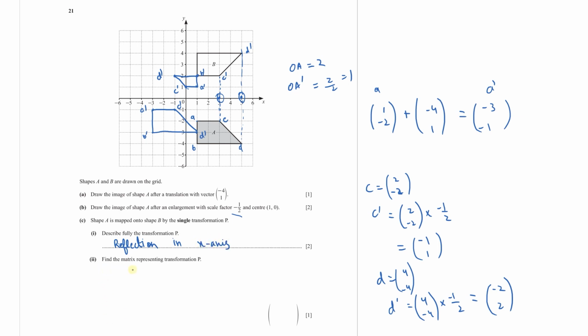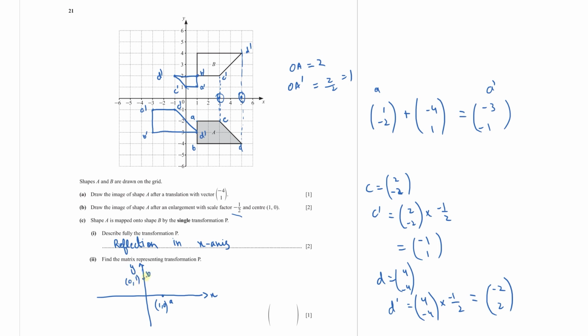Part 2 is find the matrix representing the transformation P. So you have to find the matrix for this transformation, which is the reflection in x-axis. So how do you find the matrix for a transformation? You can quickly sketch axis, the x and y axis, and plot 2 points. So point A, which is 1 and 0 coordinates, and point B, which is 0 and 1 coordinates.